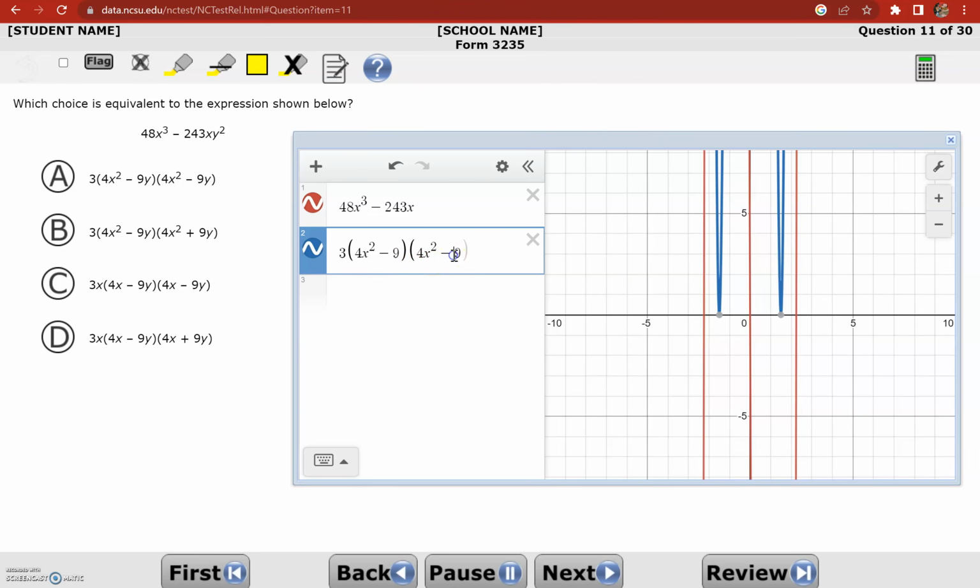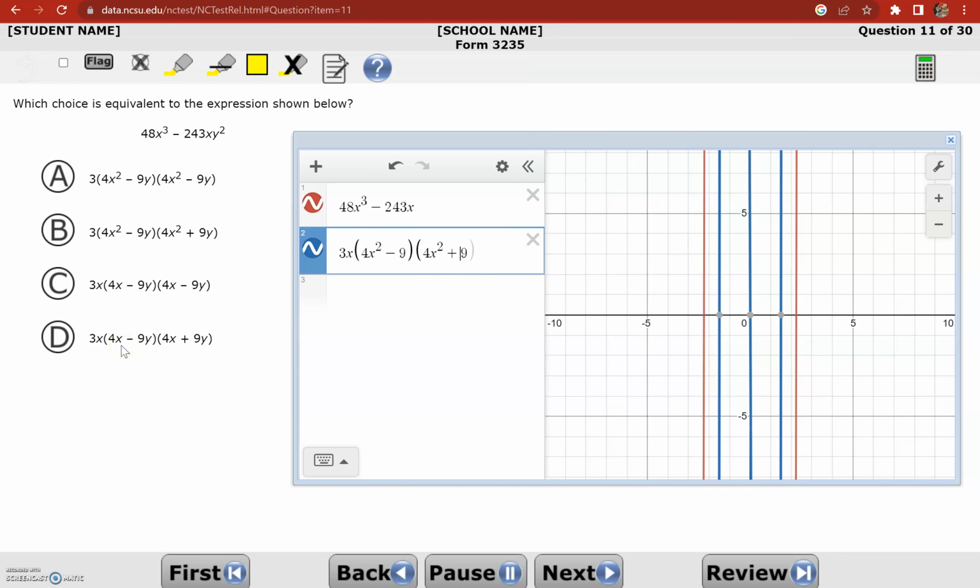That's not a match. The b expression would be that, which is also not a match. The c expression, both of these are minus again. Once again, that's not a match. And our expression d is also not a match. So that means I messed up somewhere. So let's go back through the options.